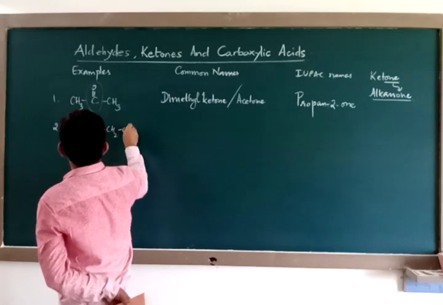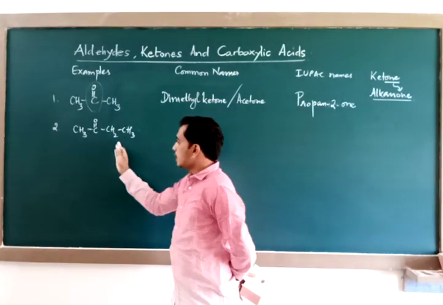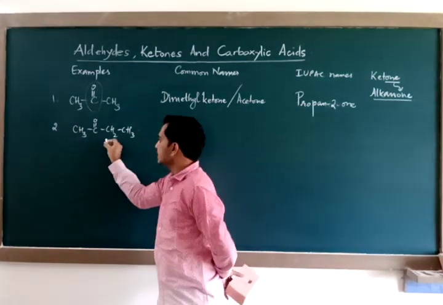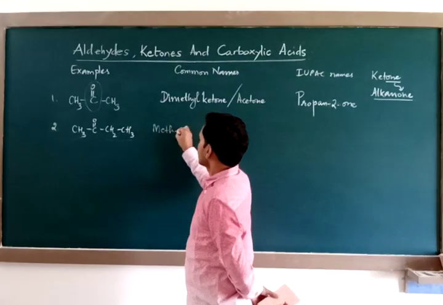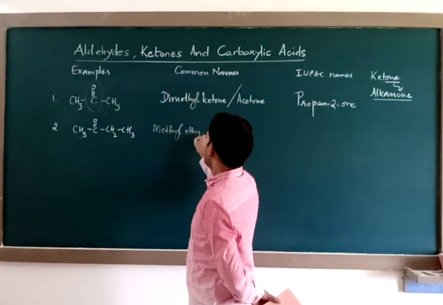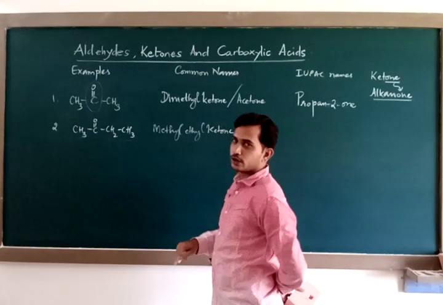If this is the case, for this case, see the nature of the alkyl groups. One side you have methyl, the other side you have ethyl. So how do you write the name? Methyl, ethyl. The name should end as ketone. Now tell whether this name is correct or wrong.